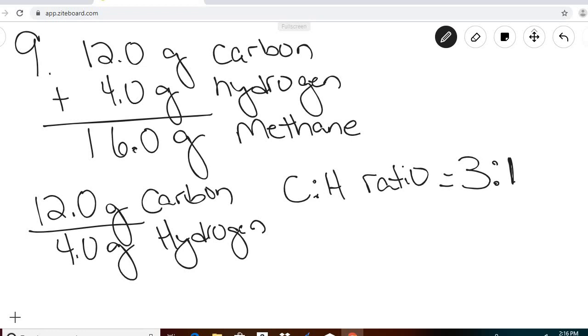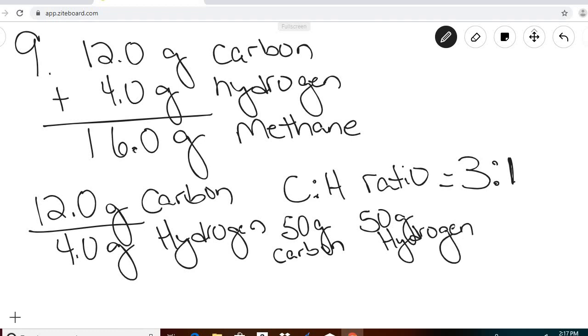So if we mix together 50 grams of carbon and 50 grams of hydrogen, this tells us that the carbon to the hydrogen has to be 3 carbons for every hydrogen. So that means that the one that's going to be left over is the hydrogen, because this recipe calls for less hydrogen than it does carbon.